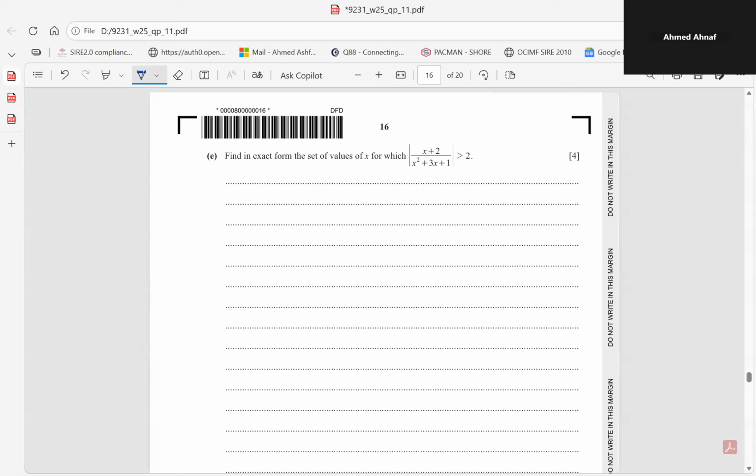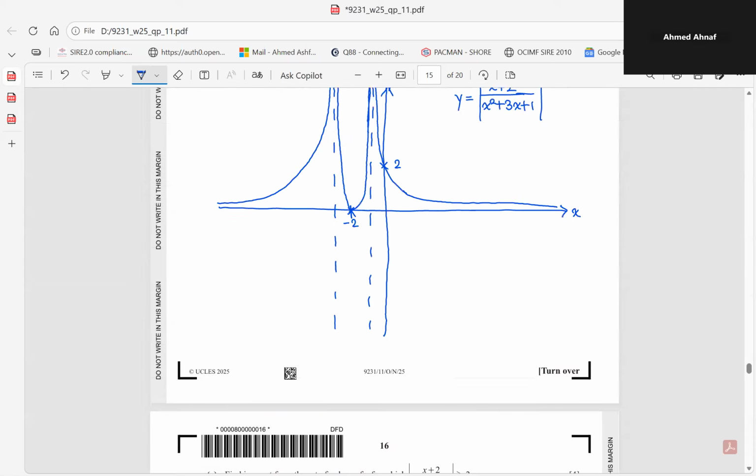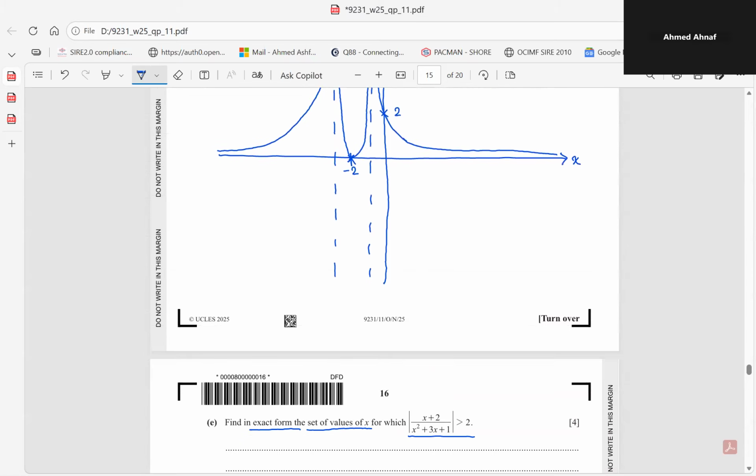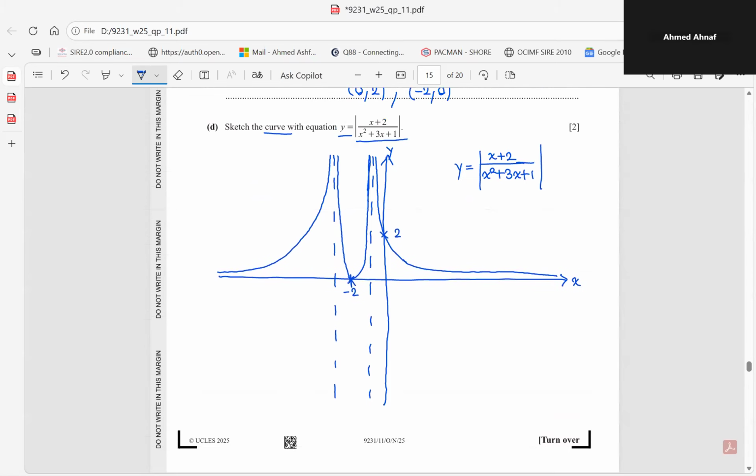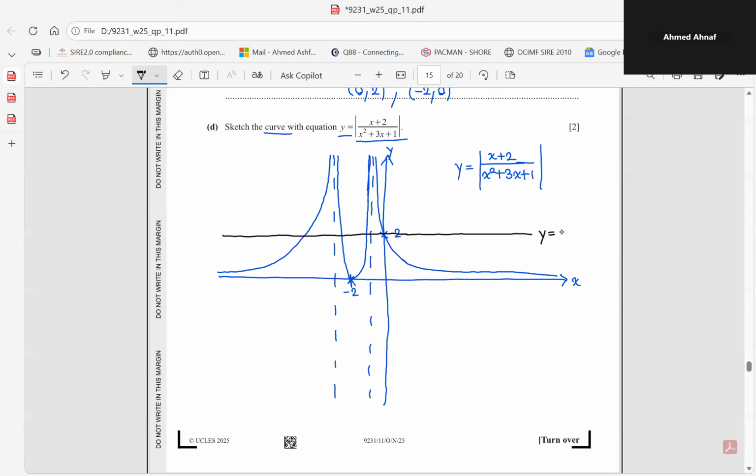Okay, so for this last part, we're told to find in exact form the set of values of x for which this modulus equation is more than 2. For this, we need to use the sketch that we made in our previous part. So to do this, we need to first find the critical points with which the line y equals 2, that's not a really good sketch, yeah, this line y equals 2, or this graph is less than 2.